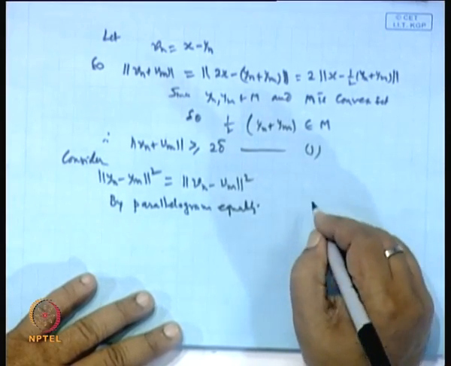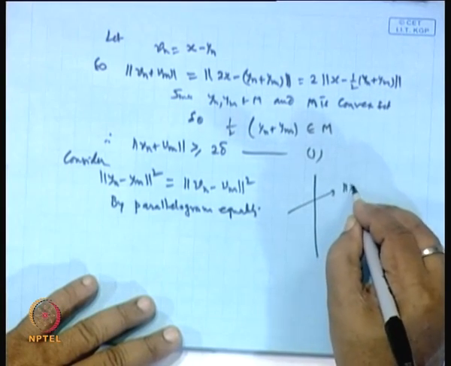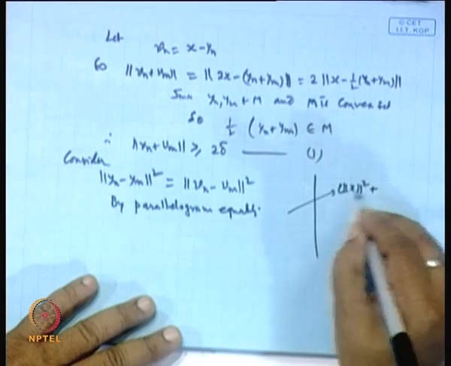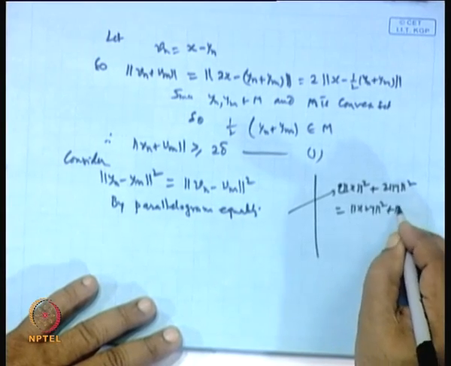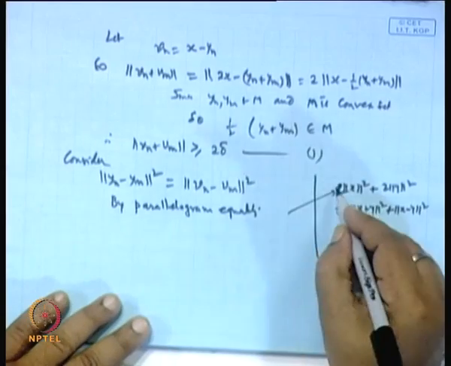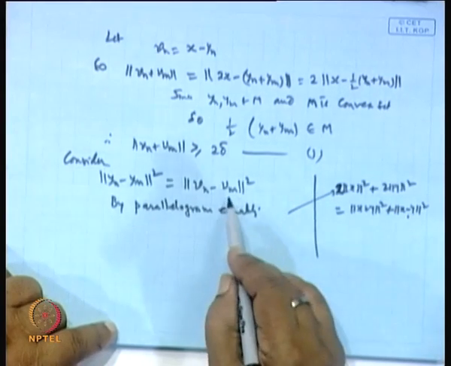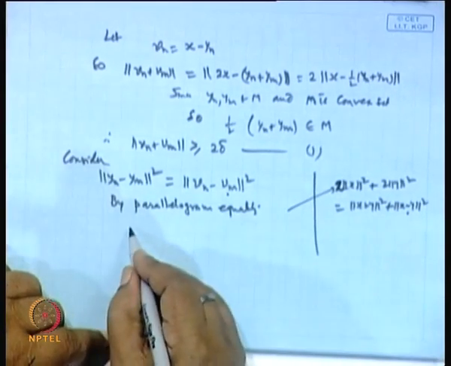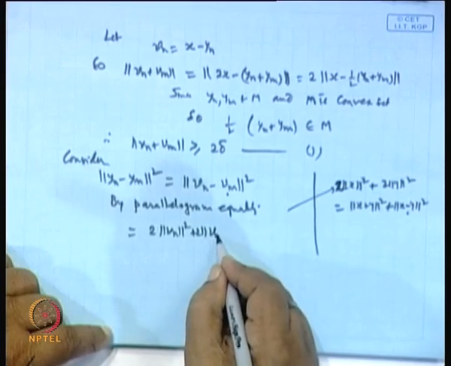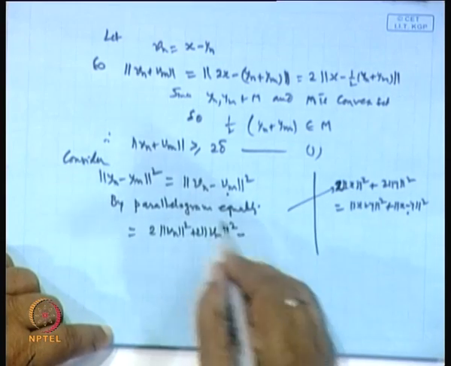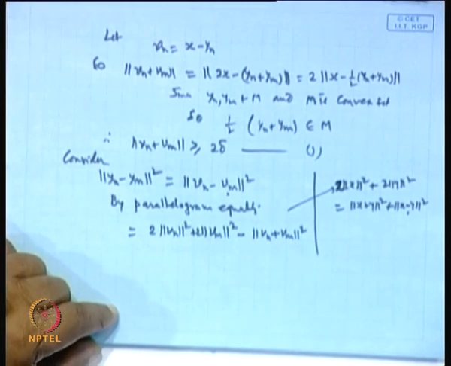Do you remember? The parallelogram law is: 2 times norm x square plus 2 times norm y square equal to norm of x plus y whole square plus norm of x minus y square. This is the parallelogram identity. So, using this, this one is given. So, everything you are writing here will be equal to 2 times V n square, plus 2 times V m square, and then minus the norm of this square. Is it okay or not?